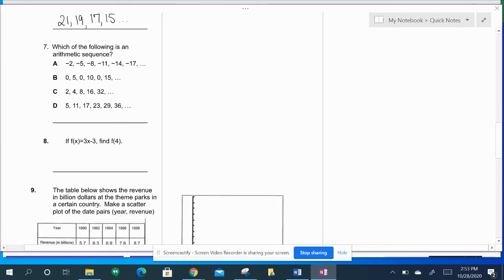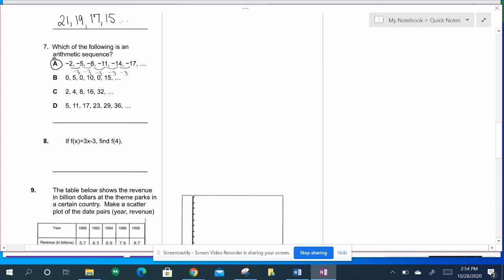Number 7 says which of the following is an arithmetic sequence, meaning which sequence type is either adding or subtracting the same number over and over. And so I need to check those. From -2 to -5, it looks like I'm subtracting 3. From -5 to -8, I'm subtracting 3. -8 to -11, I'm subtracting 3. -11 to -14, I'm subtracting 3. And finally, I'm subtracting 3 one more time. So because those are all subtraction by 3, I will call that an arithmetic sequence.